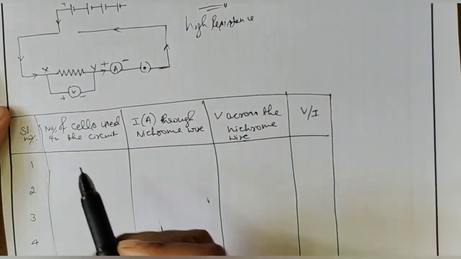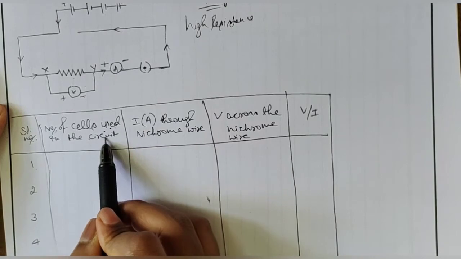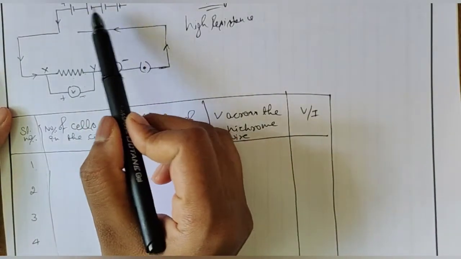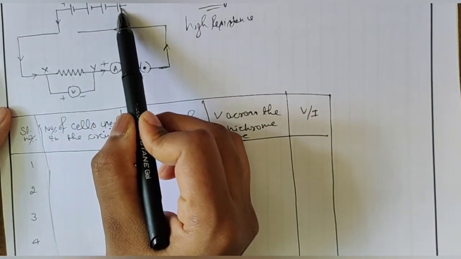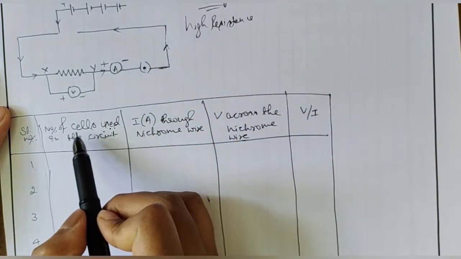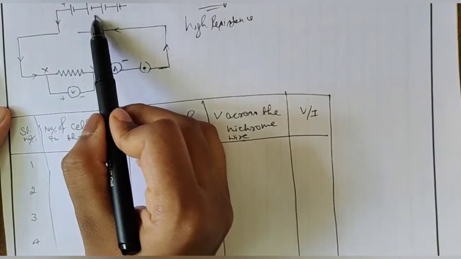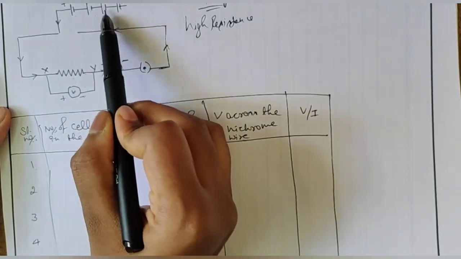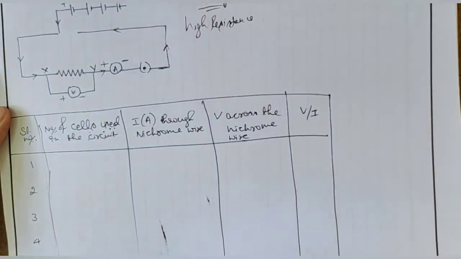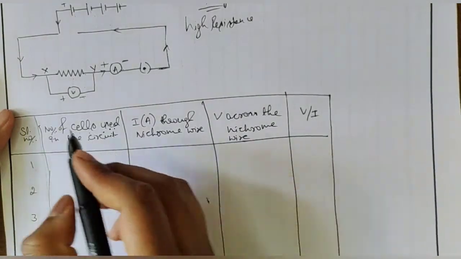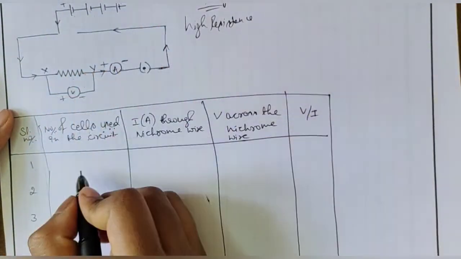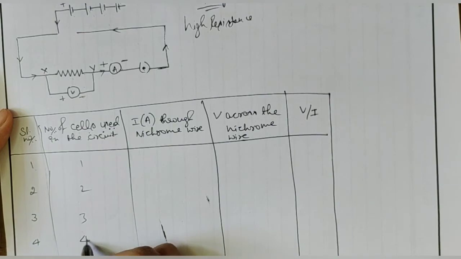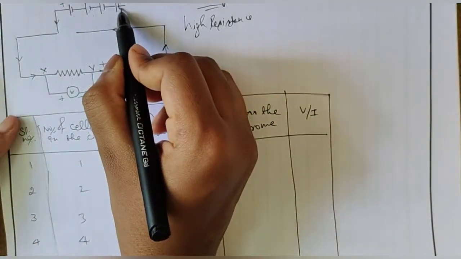And next, the number of cells used in the circuit. If this is a battery, each one of these is called a cell, right? Since we are counting each cell, that's why we wrote it differently. How many cells am I using here? Cell number 1, cell number 2, cell number 3, cell number 4. It will continue as I repeat the experiment. Let me write that here. So 4 indicates what? The 4th cell. From where am I counting? From this point I'm counting.